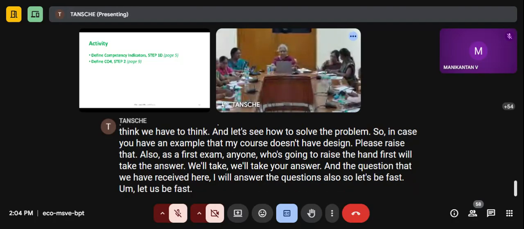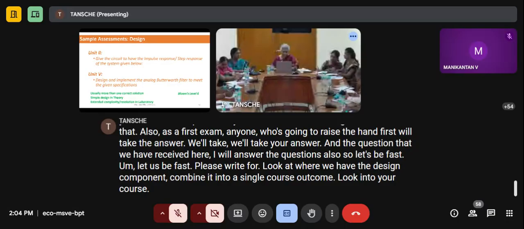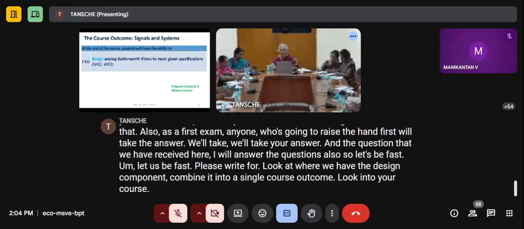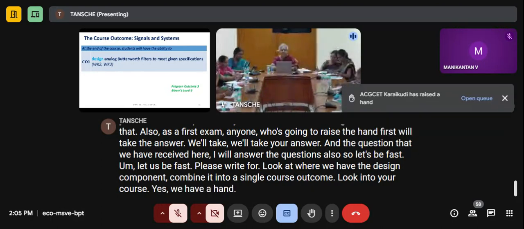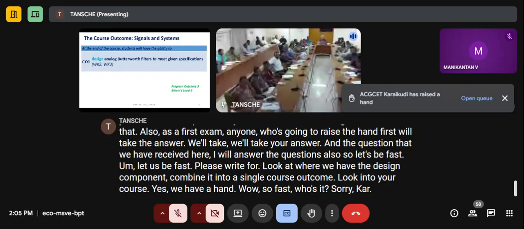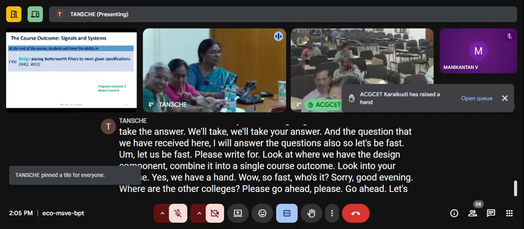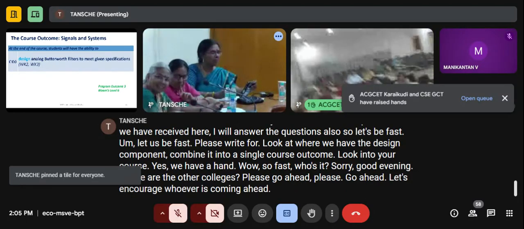Let us be fast. Please look at where we have the design component, and combine it into a single course outcome. Look into your course. Yes, we have a hand. Wow, so fast. Who is it? Karaikudi is leading. Where are the other colleges? Please go ahead. Let's encourage whoever is coming ahead.